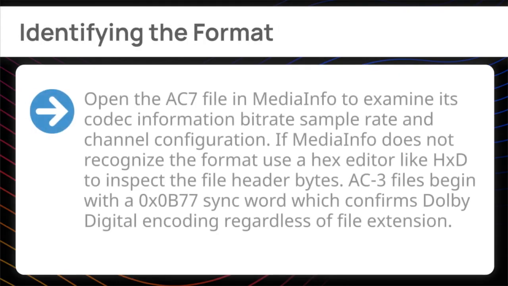Finally, identifying the format. Open the AC7 file in MediaInfo to examine its codec information, bitrate, sample rate, and channel configuration. If MediaInfo does not recognize the format, use a hex editor like HxD to inspect the file header bytes. AC3 files begin with a 0x0B77 sync word, which confirms Dolby Digital encoding regardless of file extension.